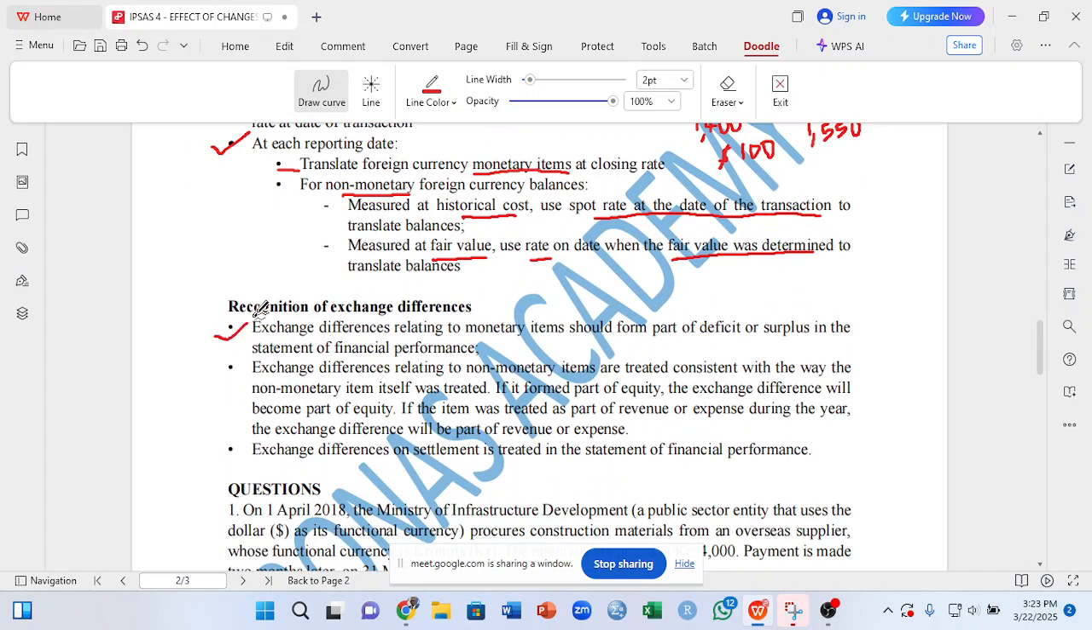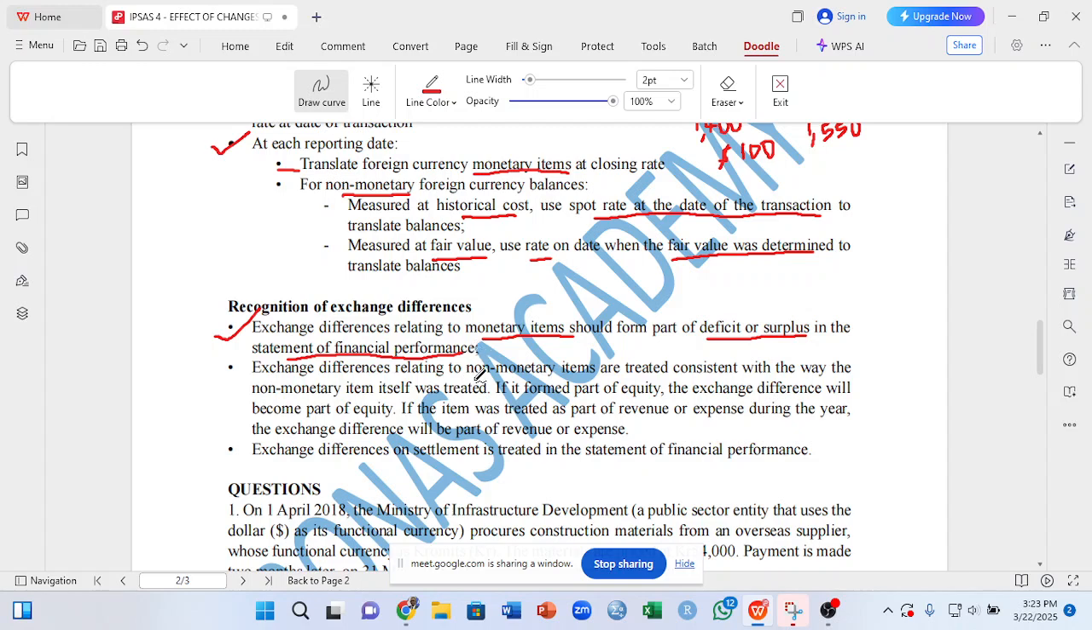Number one is that if the exchange difference relates to monetary items, then it will form part of your deficit or surplus in your statement of financial performance. Bear in mind we are doing public sector accounting and finance, and with public sector accounting and finance, any expenses or incomes you get will go to a statement of financial performance. What in IFRS you call profit or loss, but here we call it statement of financial performance.